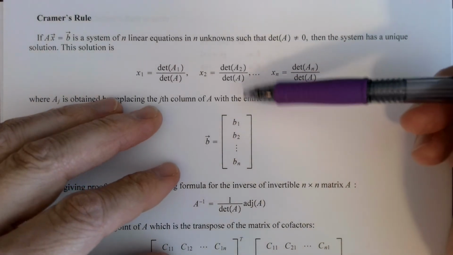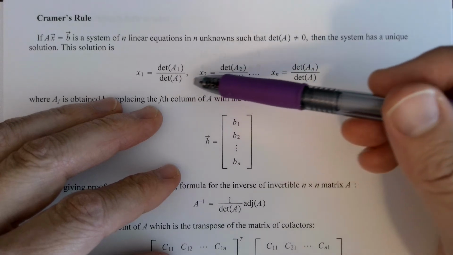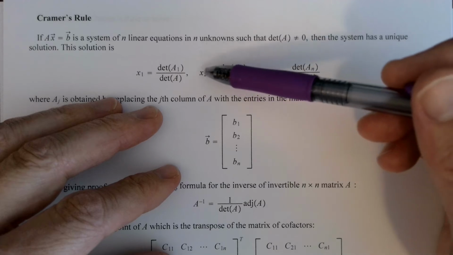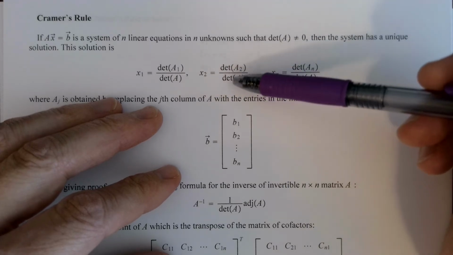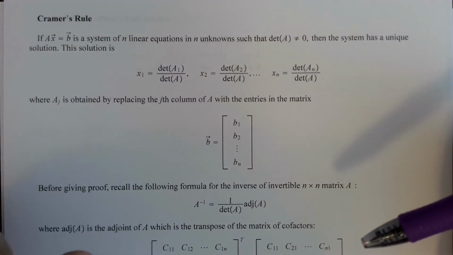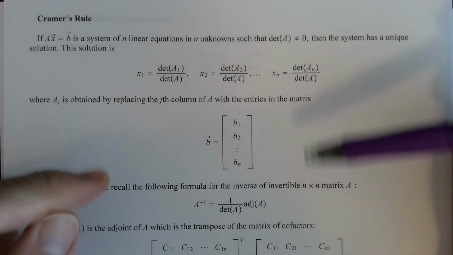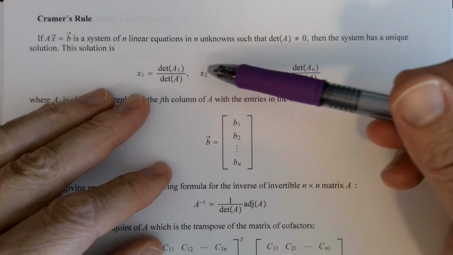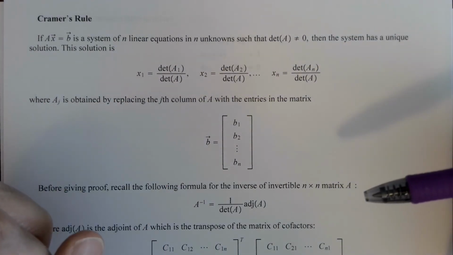There may be one exception if you just have to find one particular unknown instead of finding all n. If you maybe just need to find x sub 2, then maybe it's not as costly. One of the main things about Cramer's rule is that it just gives us a nice concrete closed formula, if you will, for the solution. Really different than doing Gaussian elimination or Gauss-Jordan elimination.